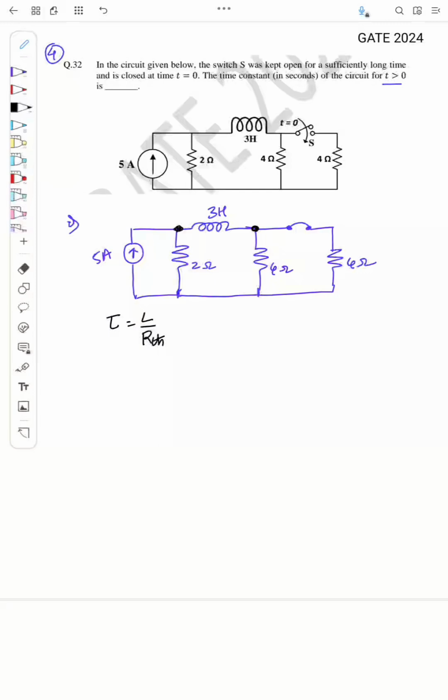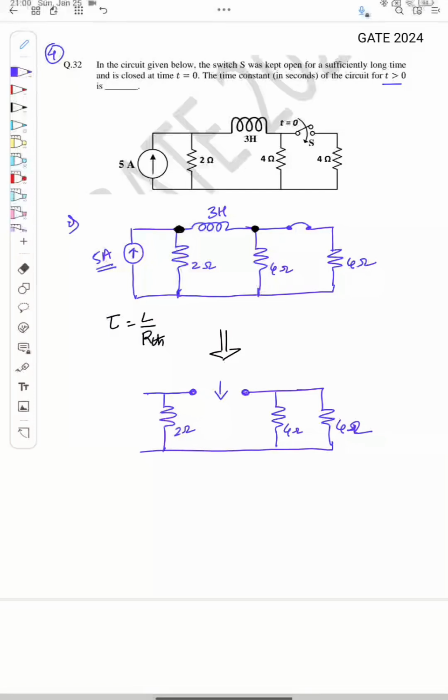So how to find it? We'll find the Thevenin resistance across these two nodes. That's it. I'll redraw this circuit. To find the Thevenin equivalent, we need to open circuit this current source, right? And I also need to find the Thevenin resistance across this inductor. So this is the resistor 2. I have a 4 ohm resistor here, 4 ohm, right? And this current source is open circuited. So what is RTH? I need to find.